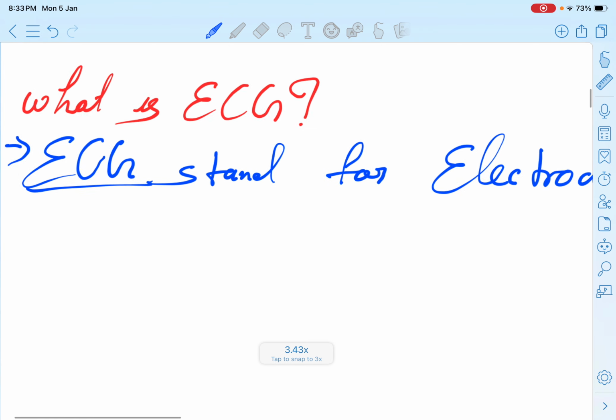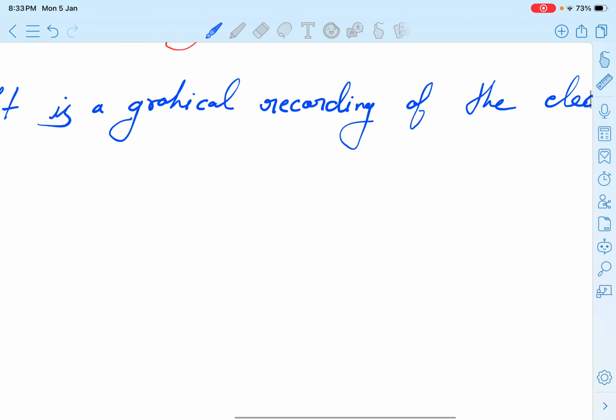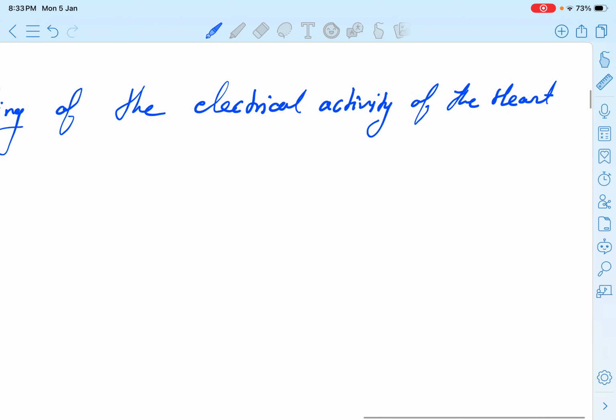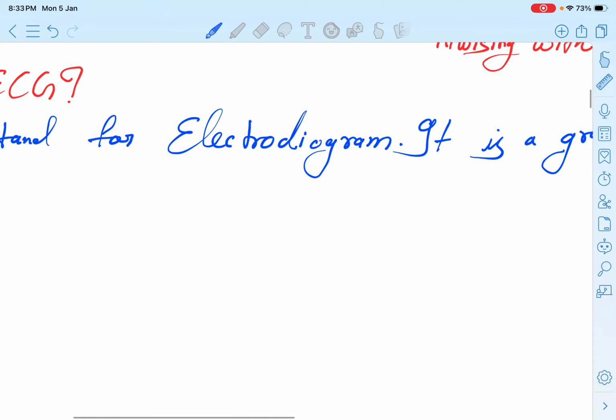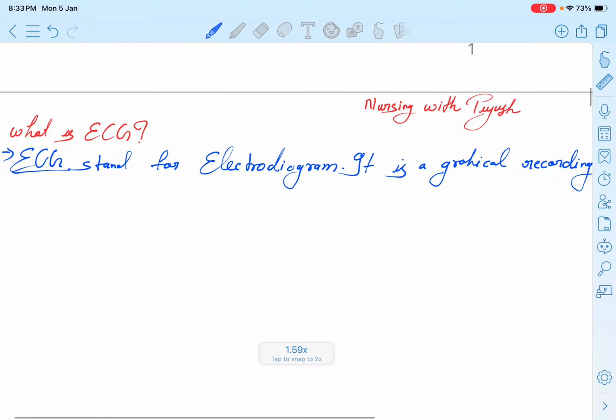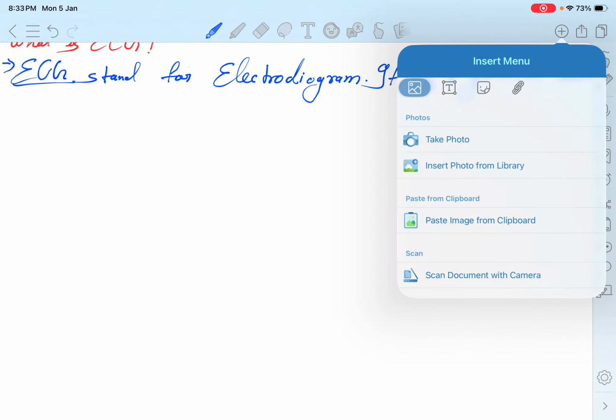First of all, what is ECG? ECG stands for electrocardiogram. It is a graphical recording of the electrical activity of the heart. This is a very simple definition we will know. What is the full form of the ECG? Electrocardiogram. In ECG, we will only study and see the graphical recording of the electrical activity of the heart. It's very simple. Okay, I will show you some pictures.